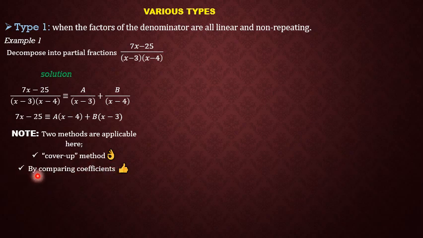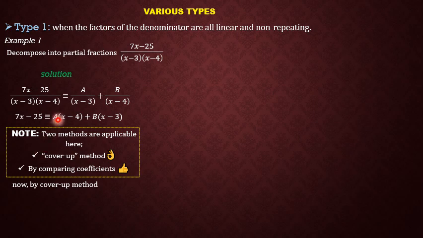Okay, so if I use the cover-up method, there's in fact no choosing here even. It's a must that you will do it. Like if I use my cover-up method, I will take this x minus 3 and equate it to 0, and therefore my x will be 3.